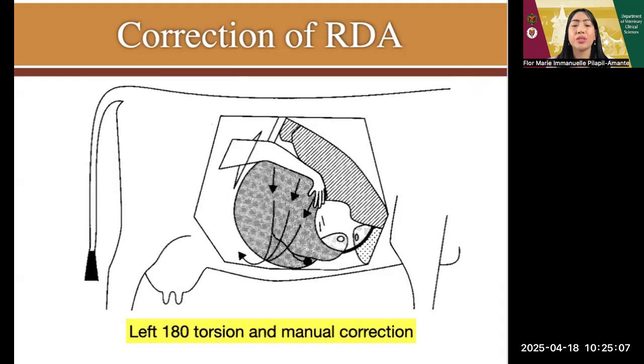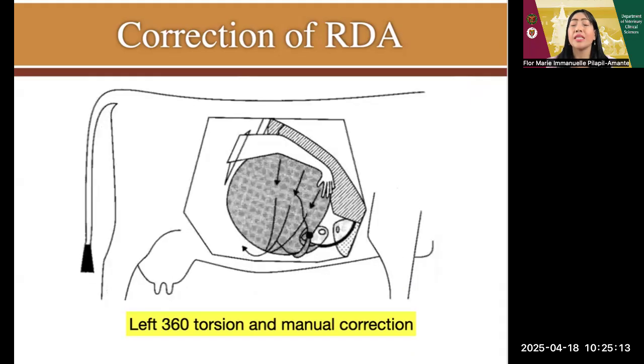This picture shows us a flexio with a rotation and the direction of the manual correction. This picture shows us another flexio with a rotation and the direction of the manual correction. Note that the pylorus is already located cranially.